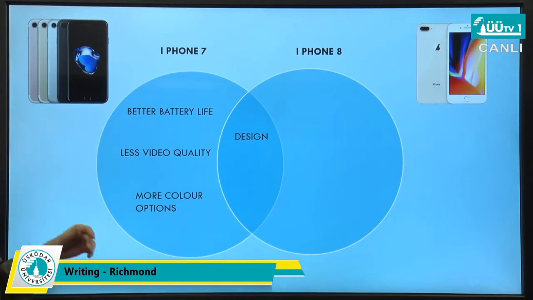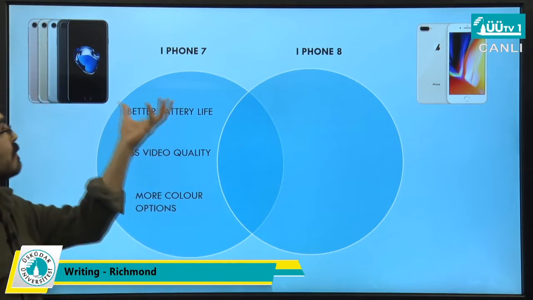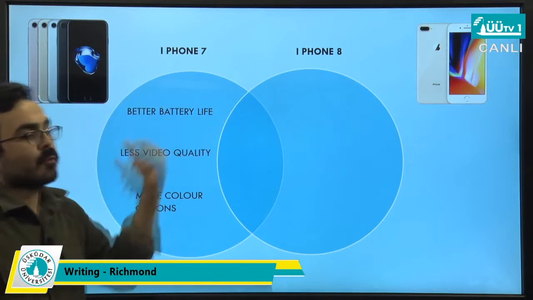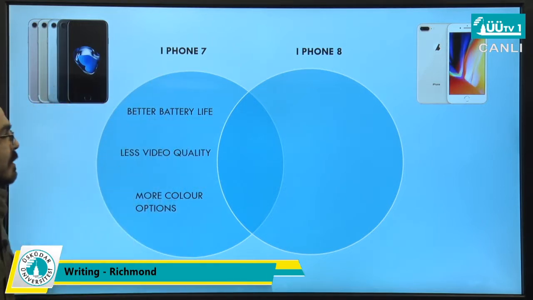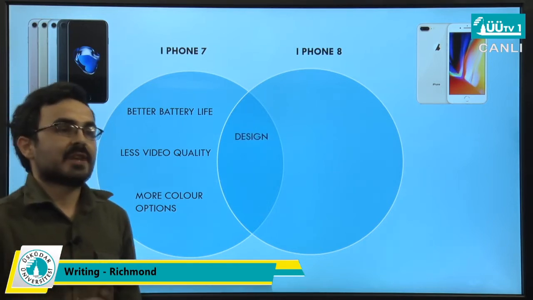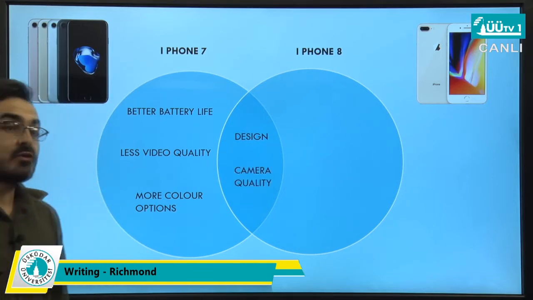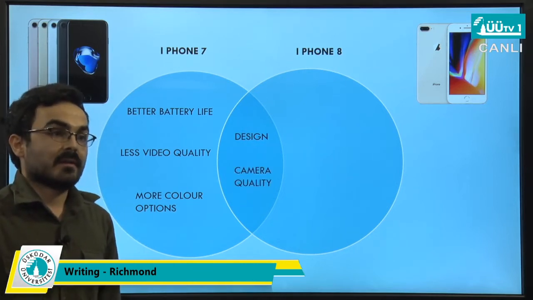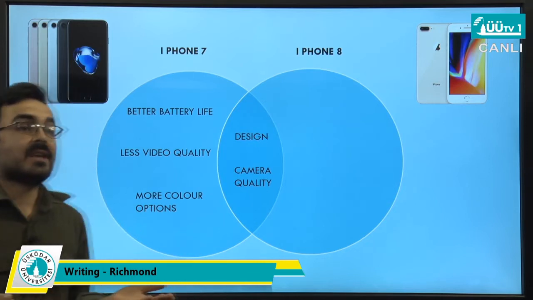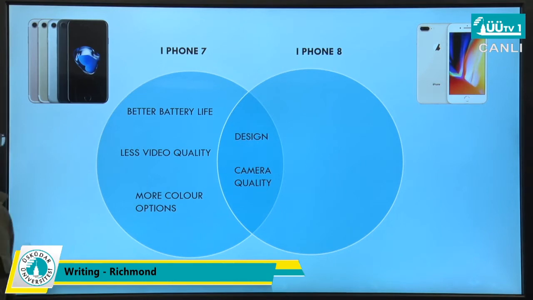And what are the similarities here? Okay, let's talk about the similarities between iPhone 7 and iPhone 8. As you have seen earlier, design, right? They both share the same design. Okay, and they both share the same camera quality. This is where they get equal. This is where they get similar with each other.